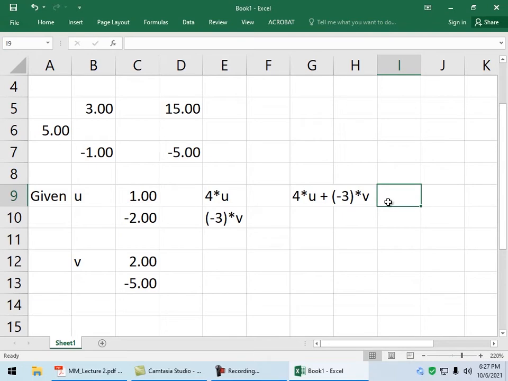I give you a moment to compute. Already raise your hands.